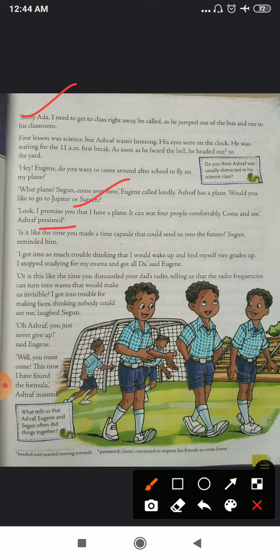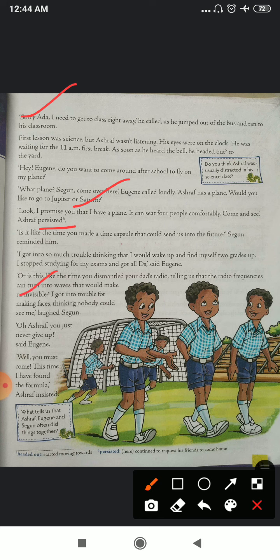So what grades did Eugene get? He got D grades. "Or is this like the time you dismantled your dad's radio, telling us that the radio frequencies can turn into waves that would make us invisible? I got into trouble for making faces, thinking nobody could see me," laughed Sigan.